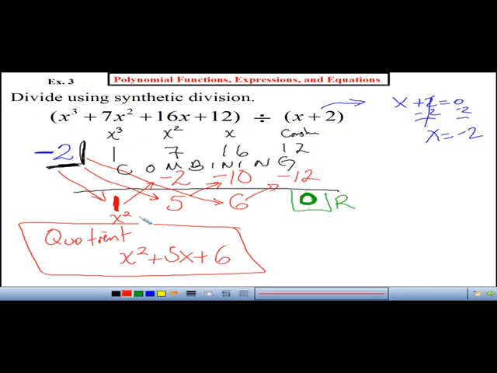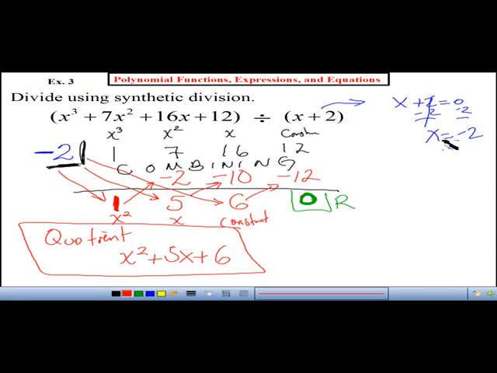The very first one's going to be the x squared spot. What spot is this? The x spot. And what is this one? Our constant. Does everybody see that? That as soon as it comes down below the line, it changes to a degree less at each spot. And from there, we just multiply, write it up here, combine, multiply, write it up here, combine, multiply, write it up here, and combine, and we're left with 0 remainder.